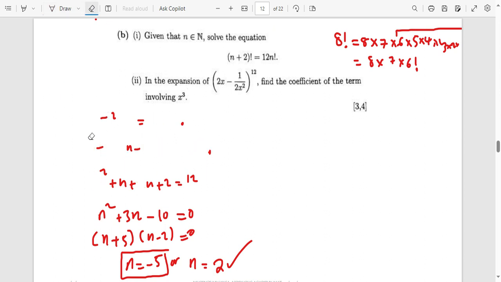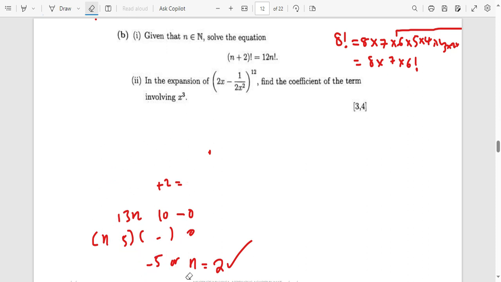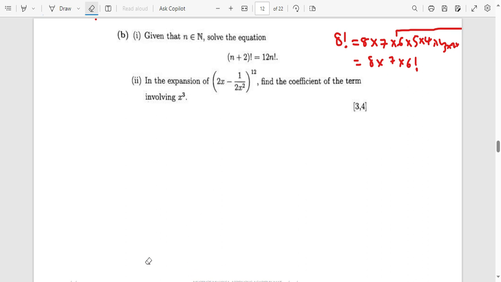And then in the expression 2x minus 1 over 2x squared, to the power 12, find the coefficient of the term that has got x to the power 3. And this question, you see it in different forms. Make sure that you just understand what's happening, all right? So you want a term that has got x power 3, but you can't expand this one writing all the terms because it will be very hard.